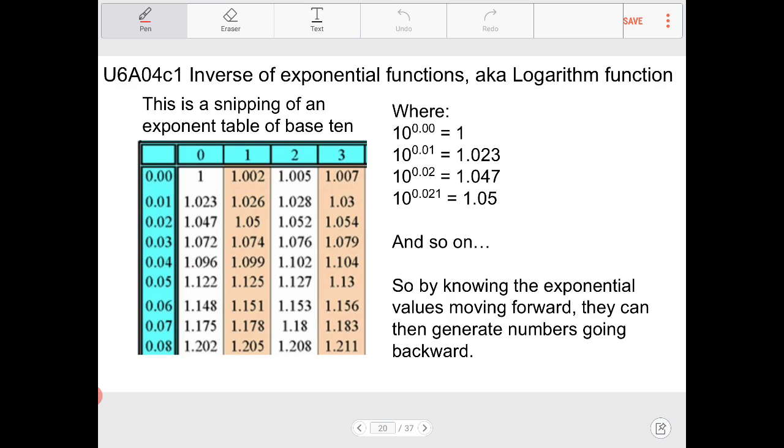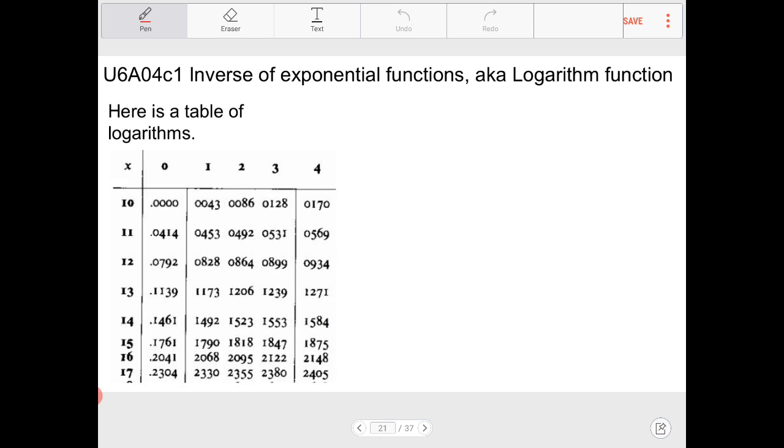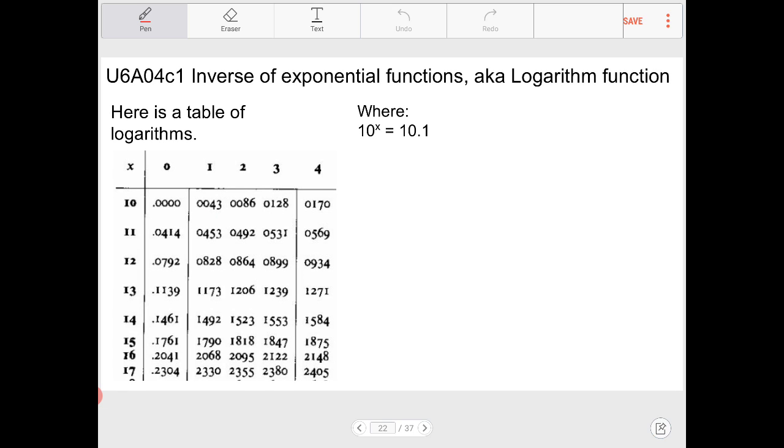By knowing the exponential values moving forward, they can then generate numbers going backward, which is the inverse. So they have these exponential tables. They also have these logarithmic tables. So how do we read these logarithm tables? Well, these logarithm tables are saying this: 10 to the x is equal to, let's say, 10.1. Where am I getting 10.1 from? Well, the answer to that is 1.043.